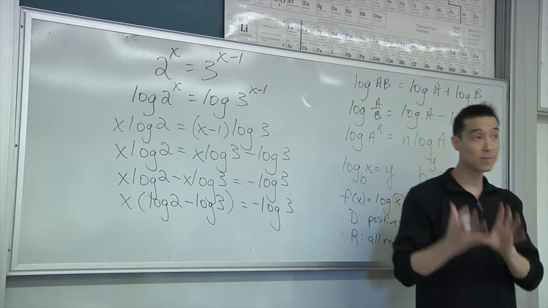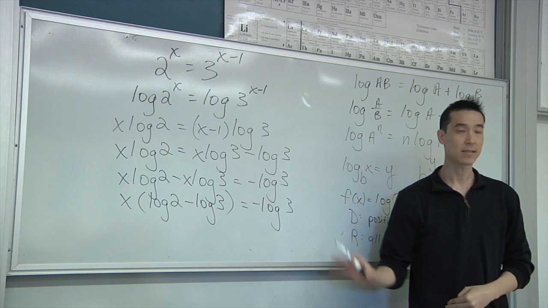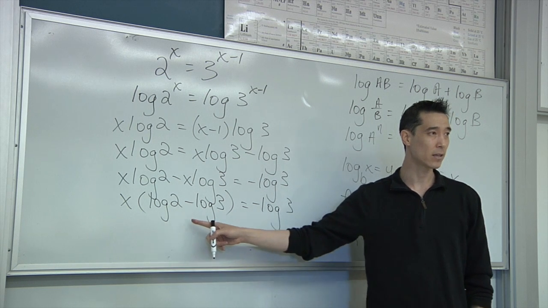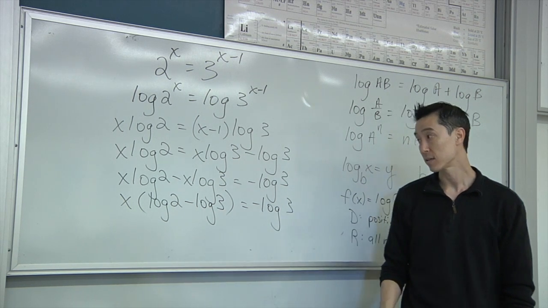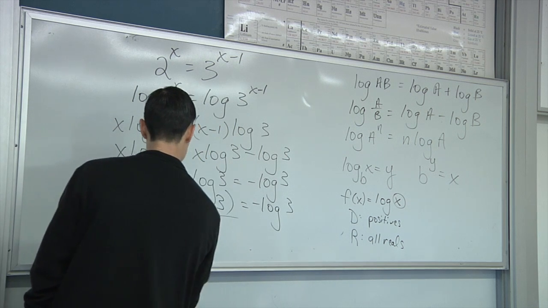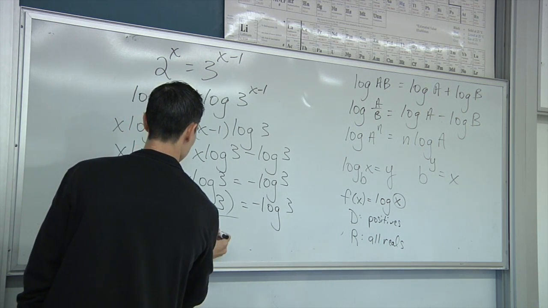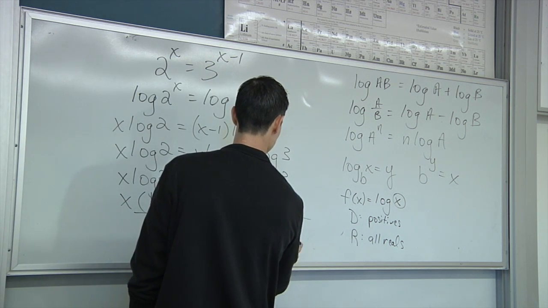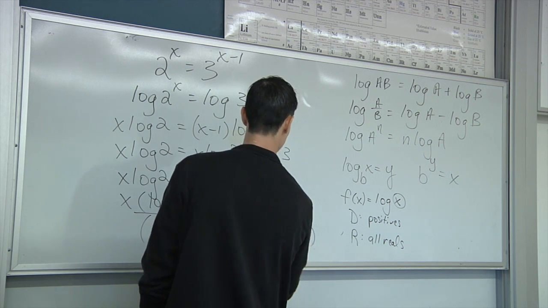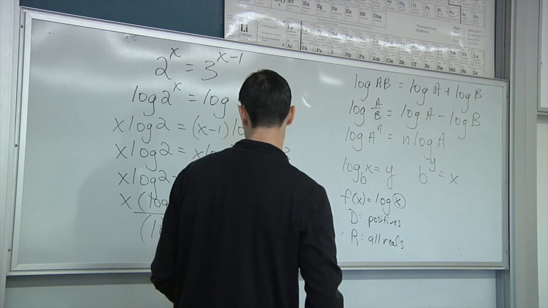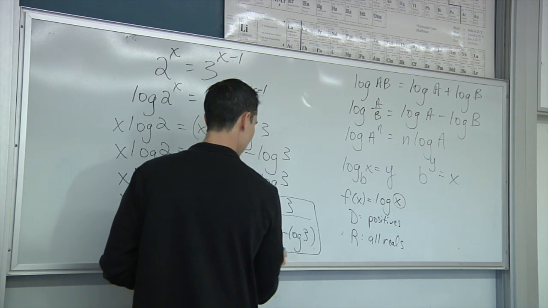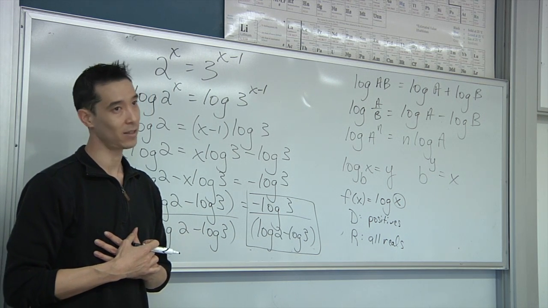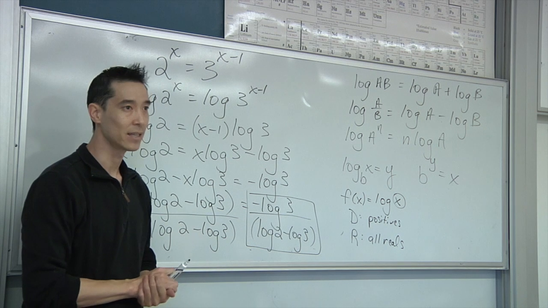Now I have x times something equals something, but I just want x equals. So how do I undo multiplication? Divide. So even though this is a really ugly looking thing, I need to divide by that whole thing. Okay? So now divide both sides by log 2 minus log 3. Okay, guys. So right now I have x equals negative log 3 divided by log 2 minus log 3. How confident am I of that answer? Not really. All right? It looks pretty ugly, in all honesty.